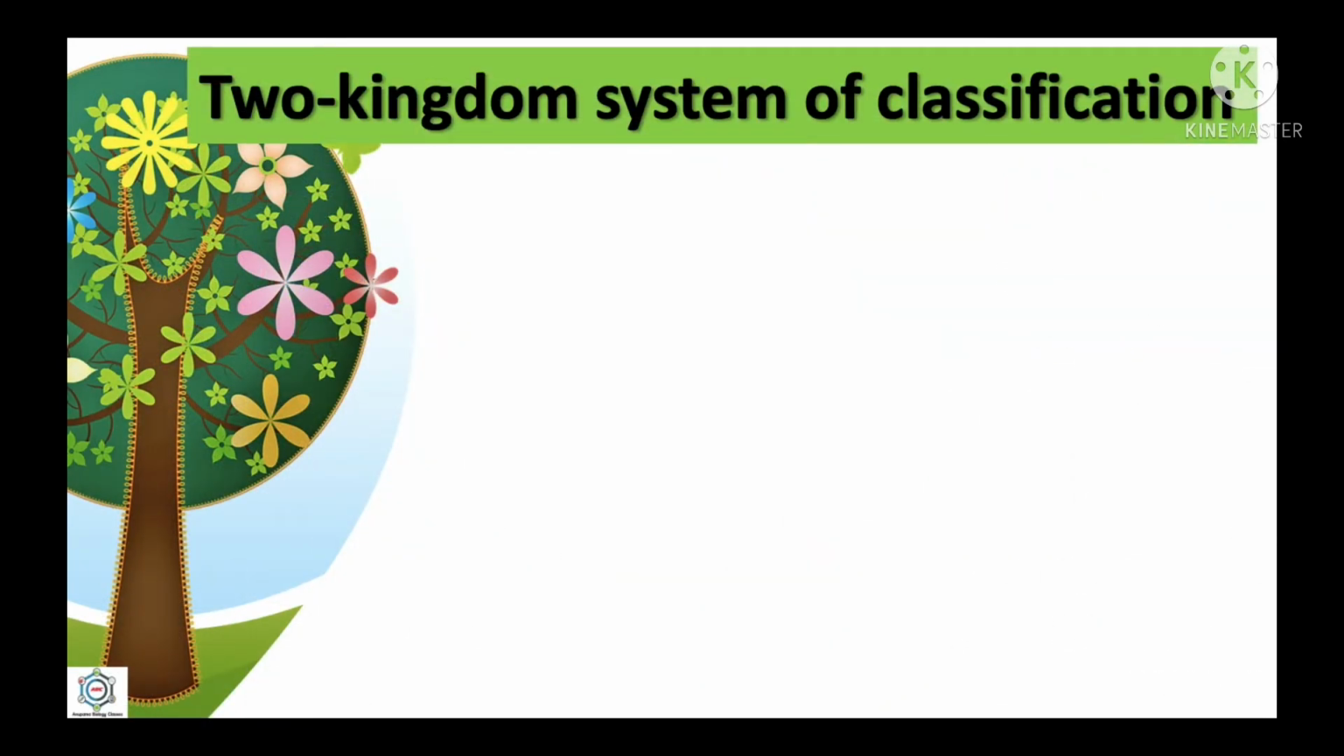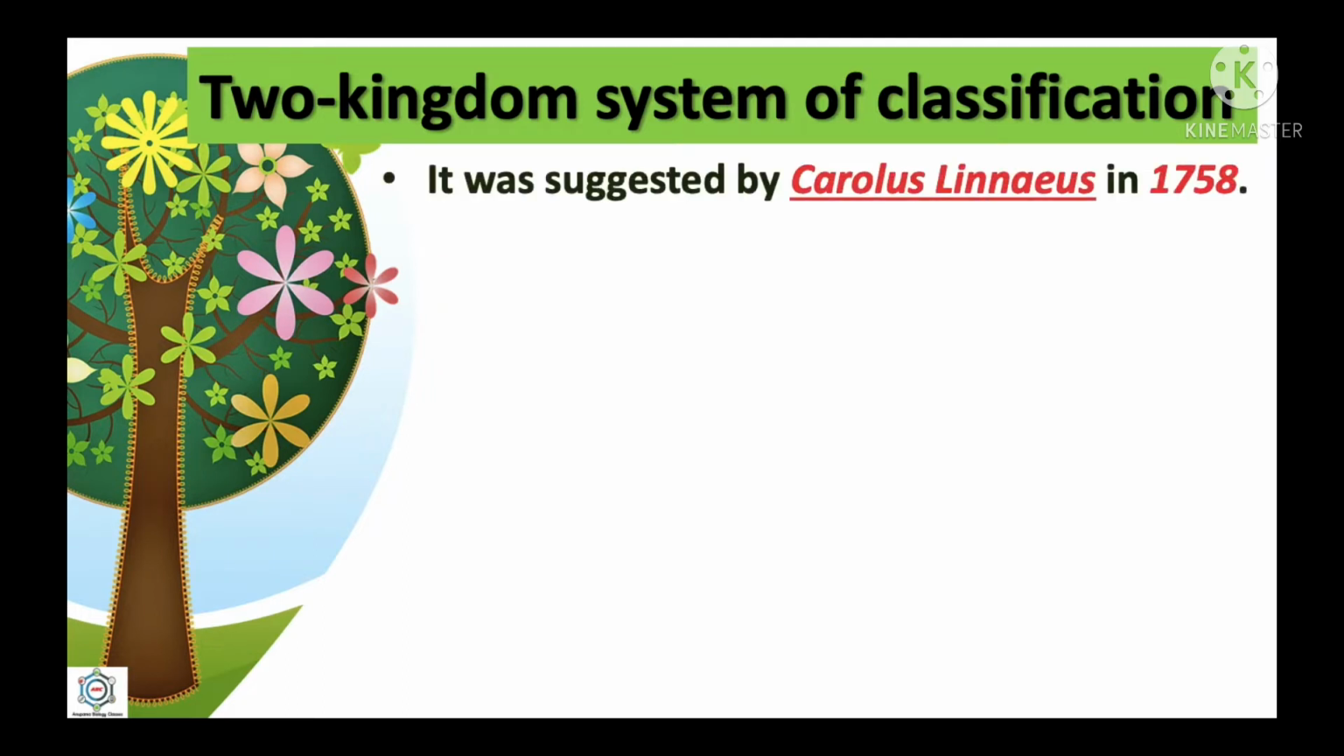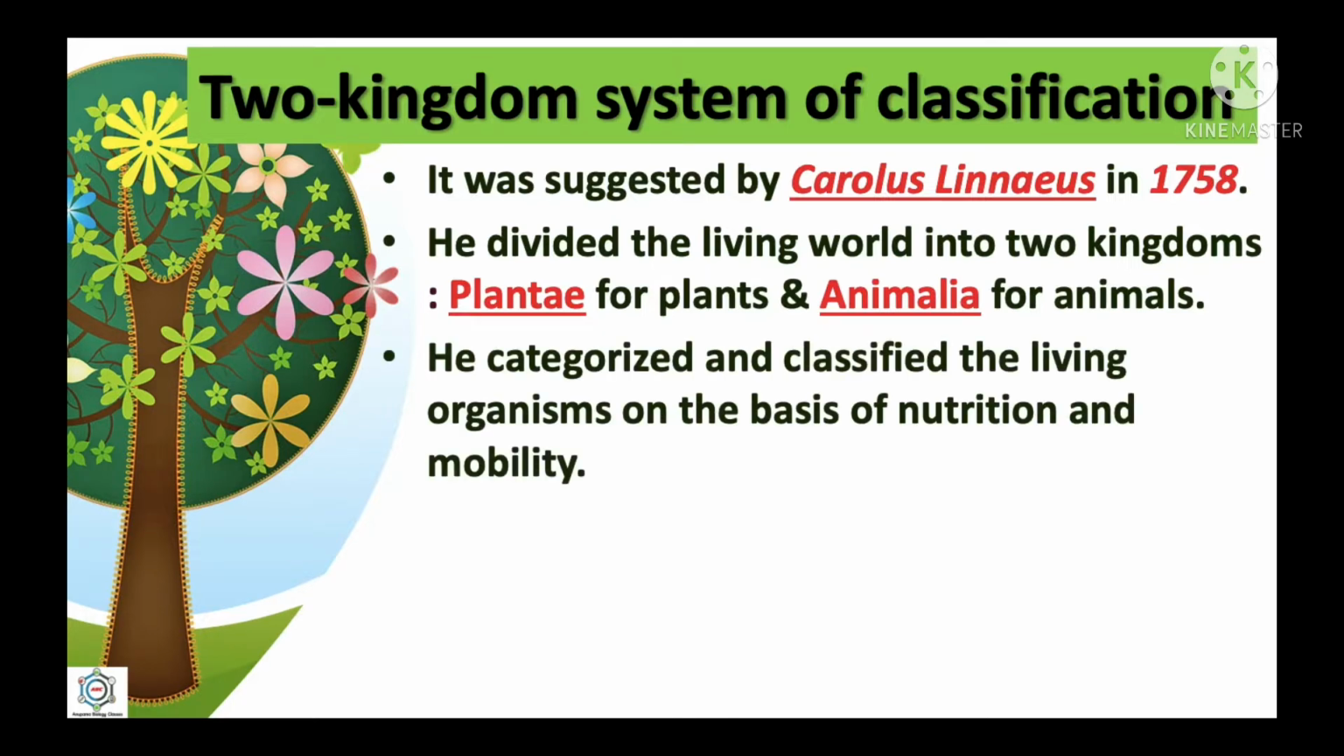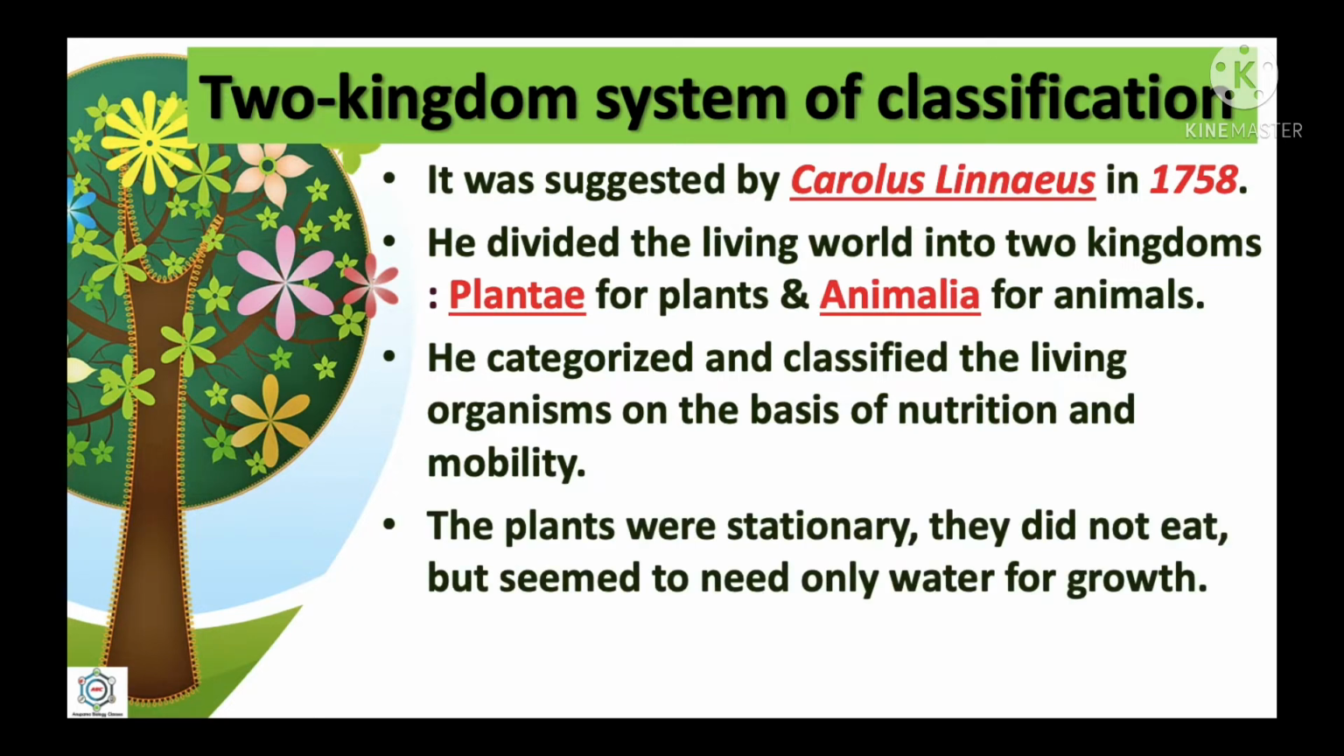So the first thing is the two-kingdom system of classification, before the five-kingdom system of classification. So what is the two-kingdom system of classification? This system of classification was suggested by Carolus Linnaeus in 1758. He divided the living world into two kingdoms, that is Plantae for plants and Animalia for animals. He categorized and classified the living organisms on the basis of nutrition and mobility.